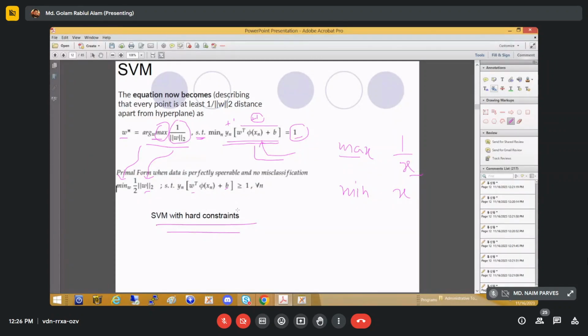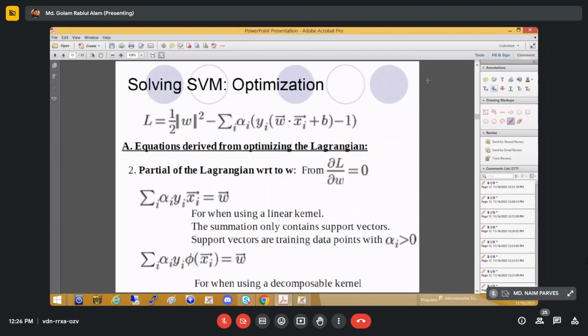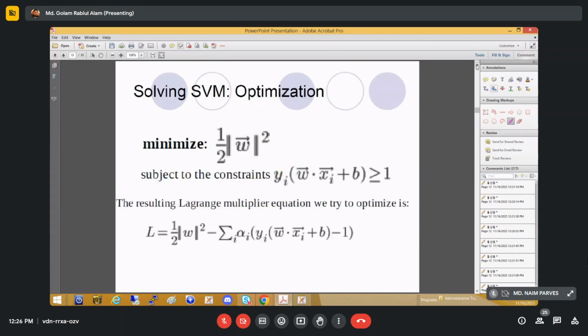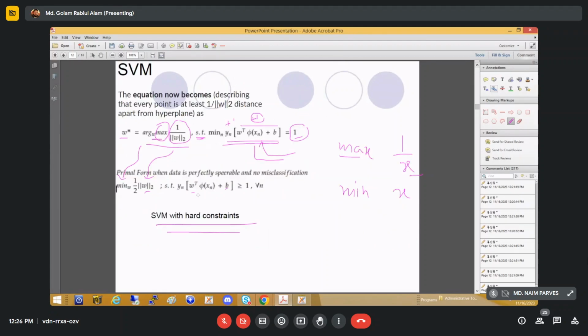One of the popular methods is called Lagrangian optimization. I will discuss the Lagrangian optimization, and we can start here. In this case, we can write minimization of 1/2 the norm of W, such that this is the case.